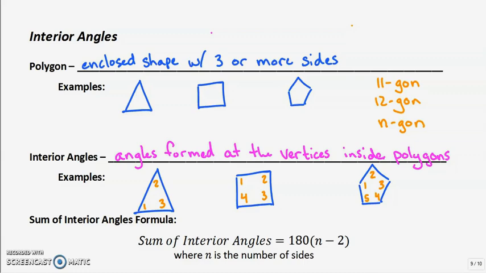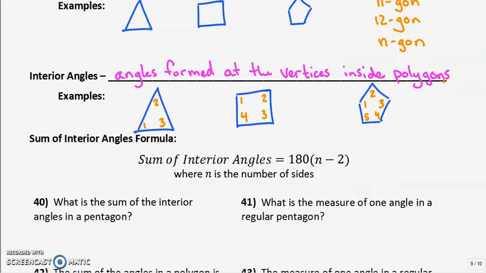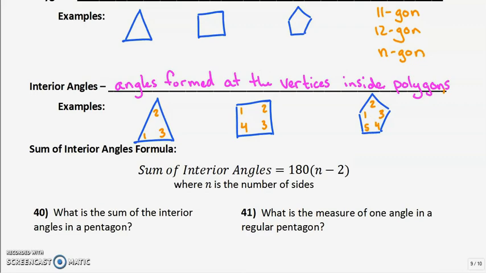That's going to be key when we take a look at the sum of the interior angles formula. What this says is if you take 180 times n minus 2, where n is the number of sides, you're always going to get the sum of the interior angles. I'm going to do a little bit more explaining of this in a moment.